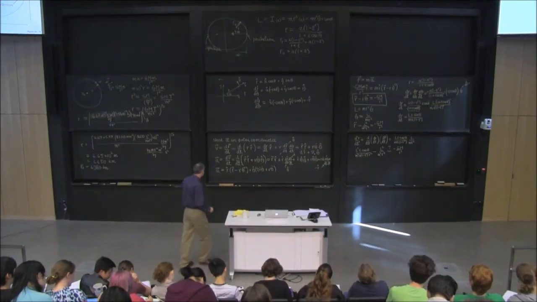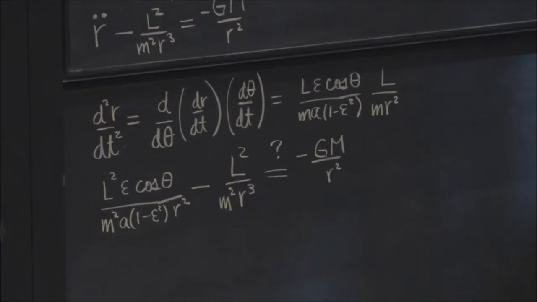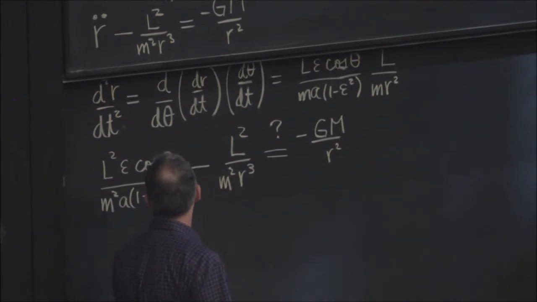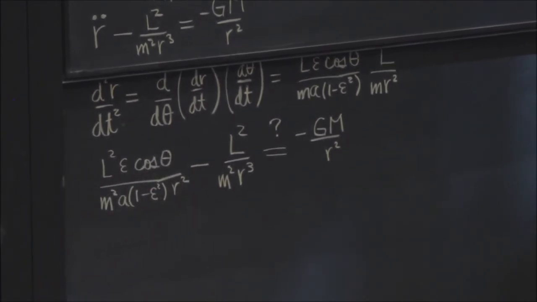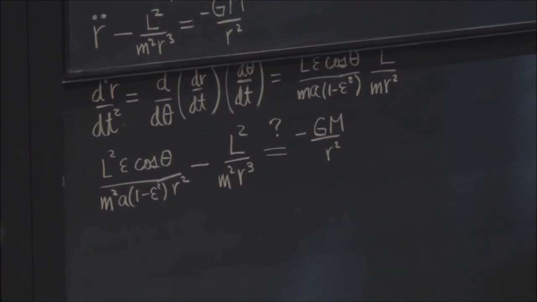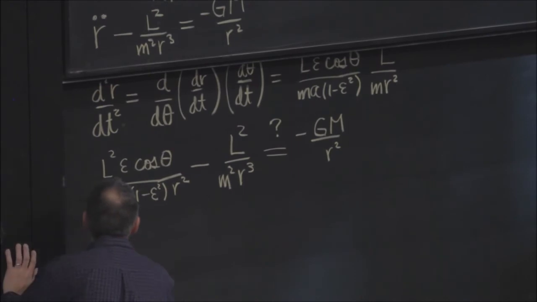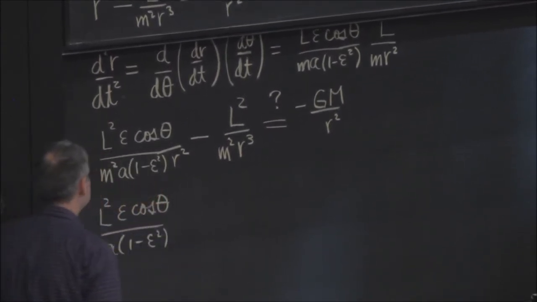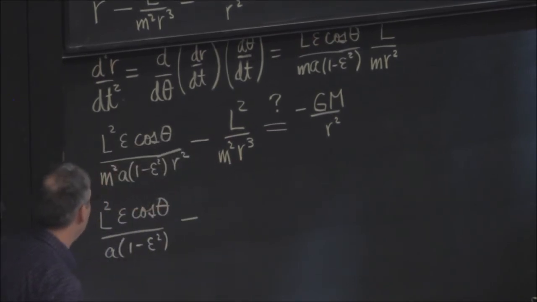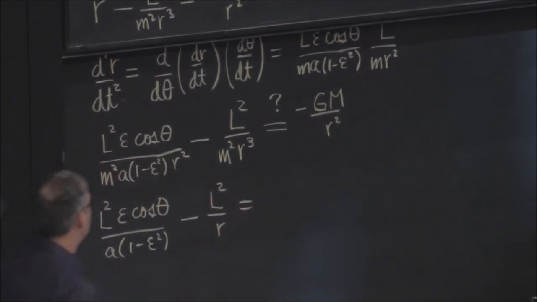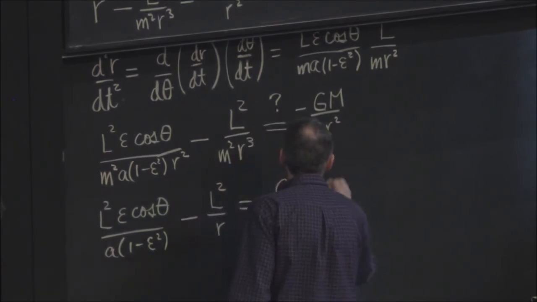Is that looking promising? Let's see. It seems like I want to wipe out the r squared. That would be a good idea. So let me multiply the whole thing through by m squared r squared. That leaves me with L squared epsilon cosine theta over a 1 minus epsilon squared, minus L squared over r, is equal to minus G m squared.